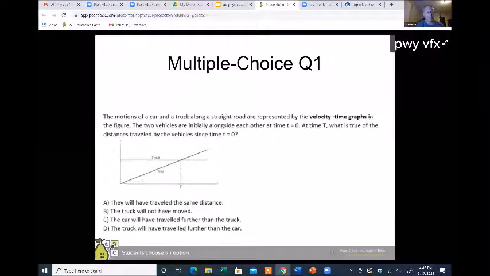Even though it's as fast as the truck at that point, it wasn't the whole rest of the time interval, which means it hasn't gone as far. And that's why our answer here is D. The area under the truck curve is much bigger than the area under the car curve. That means the truck traveled further than the car did. All right, let's go to question 2.